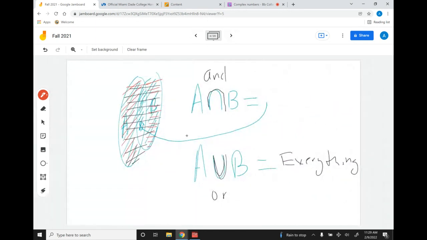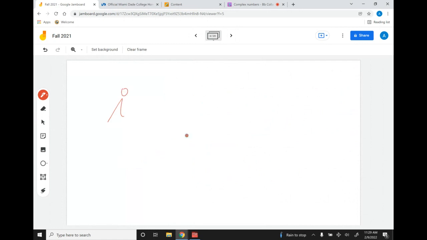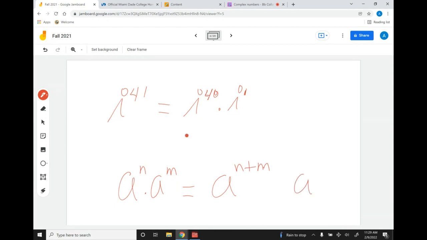Let's do this one. i to the 41st. How do we handle that? Let's do it like this. This is the same, you see? 40 plus this one gives you 41. Notice that this time I'm using this formula. I'm using a, and this time you add the exponents. On this one, you multiply the exponents. So that's the difference between the two.